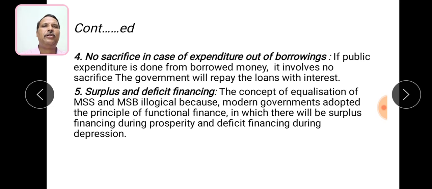And the last but not least, surplus and deficit financing. The concept of equalization of MSS and MSB is illogical because modern governments have adopted the principle of functional finance. What is functional finance? It is one where the government will use surplus financing during prosperity and deficit financing during the depression. So these are all the limitations of this theory.